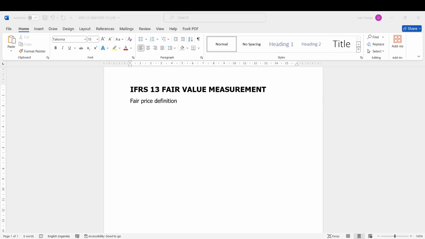So anyone else to share what they remember or what they can discuss about the standard? We've heard from Daniel the definition and then the levels when it comes to inputs for fair value measurement. So anyone else to share something?